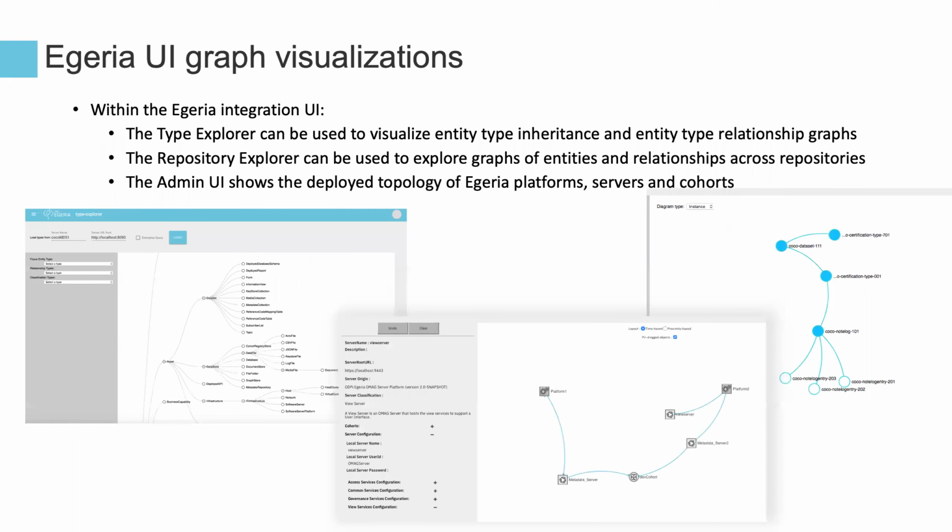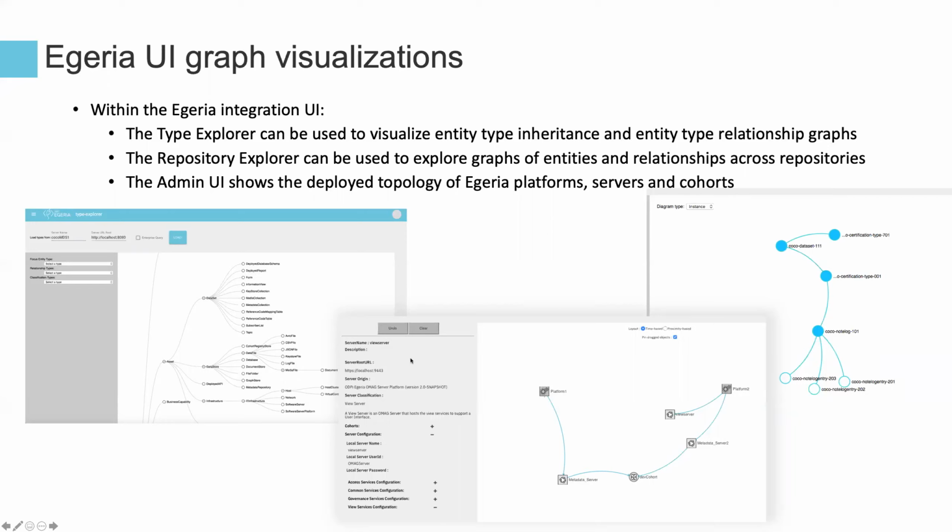And these are examples taken directly from the Egeria user interface. So Egeria comes with user interface tooling, which we're still working on. It's still very much under development. But I wanted to include some of this to highlight the graph-oriented nature of a lot of what we do.